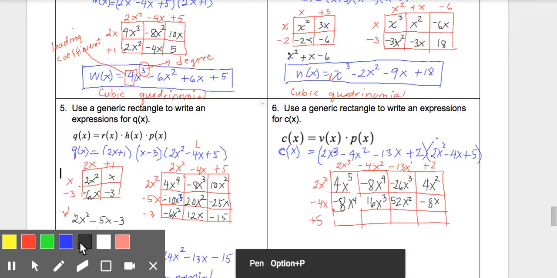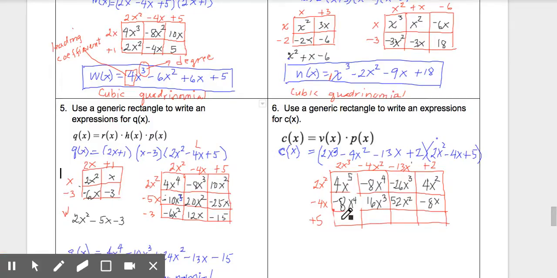So now 5 times 2x cubed is 10x cubed. 5 times negative 4 is negative 20x squared. 5 times negative 13 is negative 65x. 5 times 2 is 10.